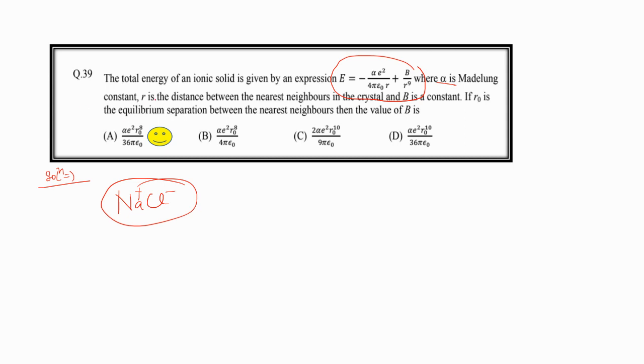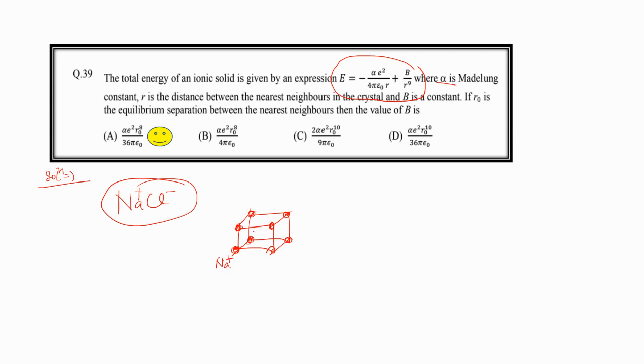Now R is the distance between the nearest neighbors. Suppose you have an NaCl crystal like this. So Na and Cl are placed at these lattice points, right? Okay, suppose this is Na.